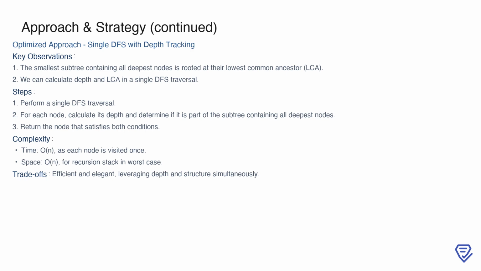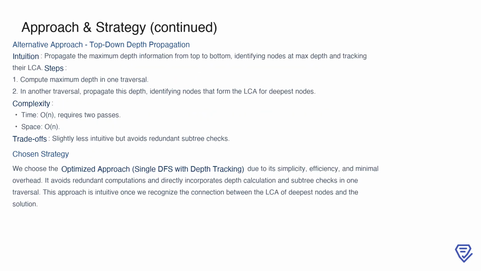This approach is not only elegant but also avoids the redundancy of checking subtrees repeatedly, making it a clear improvement over the brute force approach. Another alternative strategy we could consider is a top-down depth propagation approach. The intuition here is to propagate maximum depth information from the root of the tree down to its leaves. This allows us to identify nodes at the maximum depth while also tracking the LCA of these deepest nodes.